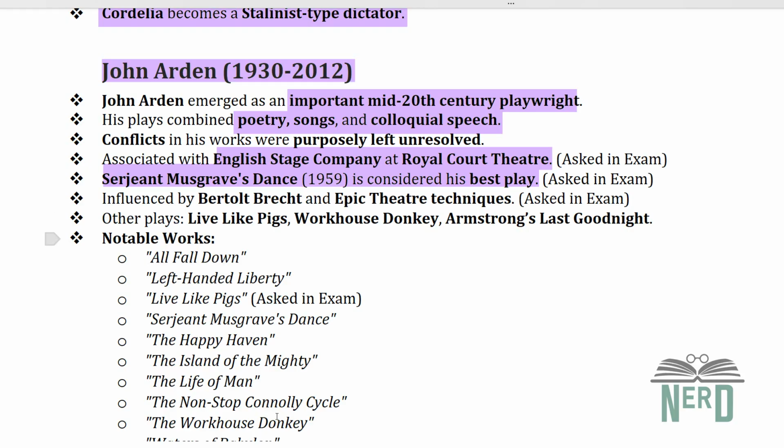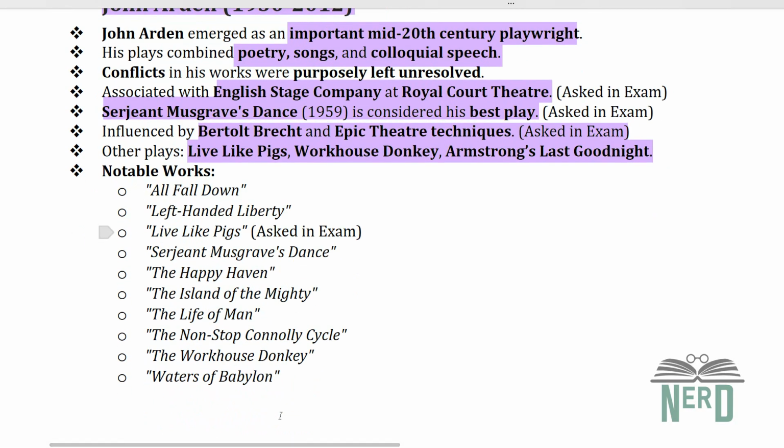The play examines war, violence, and moral conscience through the lens of a soldier's rebellion. Arden was profoundly influenced by Bertolt Brecht and the techniques of epic theatre, another topic that has been noted in exam. Like Brecht, he wanted his plays to awaken political awareness rather than evoke sentimentality. Among his other works are Live Like Pigs, The Workhouse Donkey, Armstrong's Last Goodnight, Left-Handed Liberty, and The Happy Haven. Of these, Live Like Pigs has been directly referenced in exam, so keep that one highlighted.